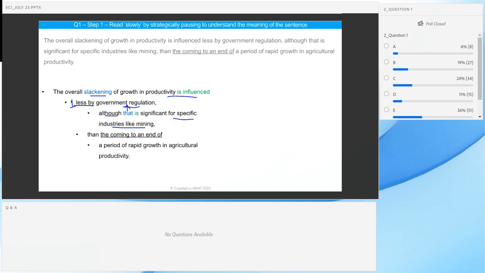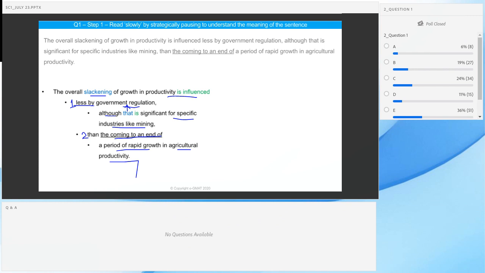So that's the contrast that this part of the sentence is talking about, that yes, government regulation can be significant for certain industries, but the overall slackening of growth in productivity has not been influenced so much by government regulation as it has been influenced by this other factor. And what is that other factor? This is where we read that second factor. And that second factor is than the coming to an end of a period of rapid growth in agricultural productivity.